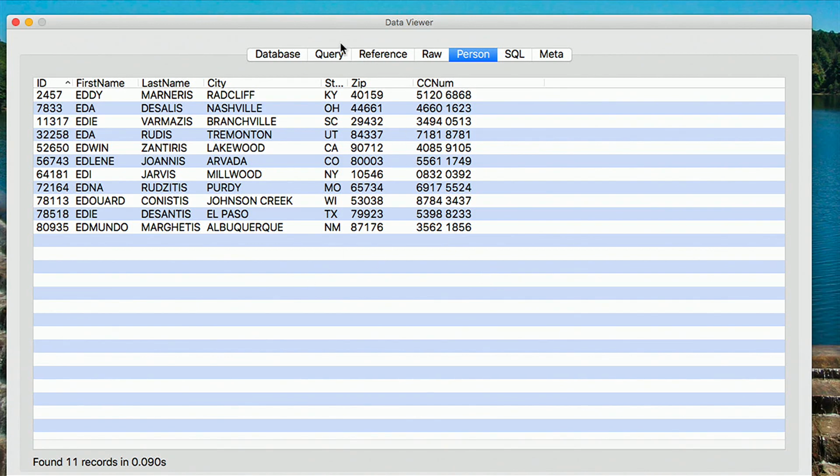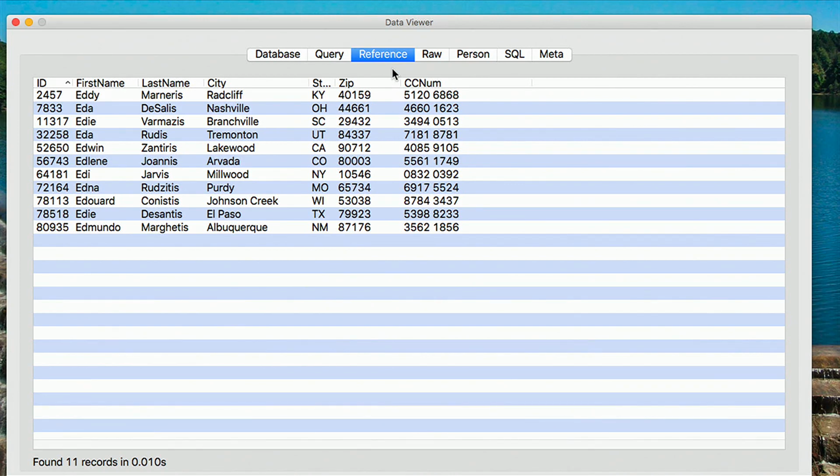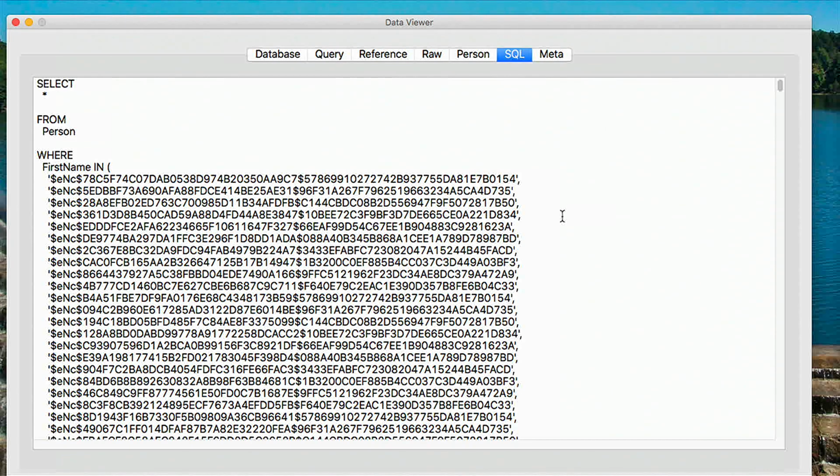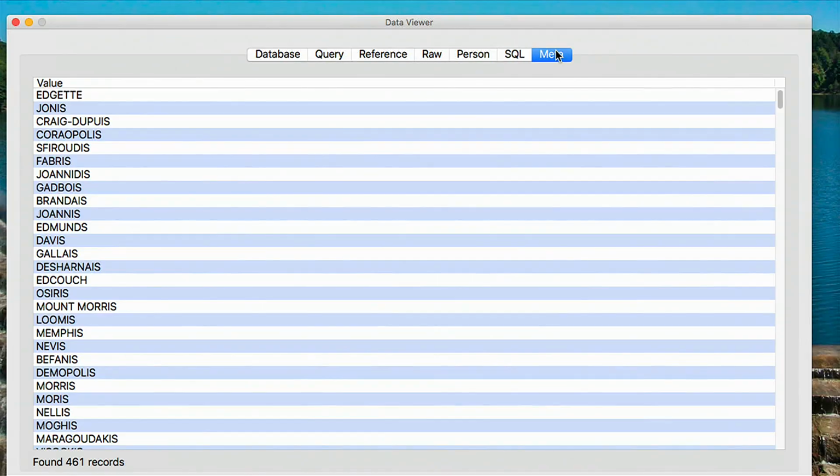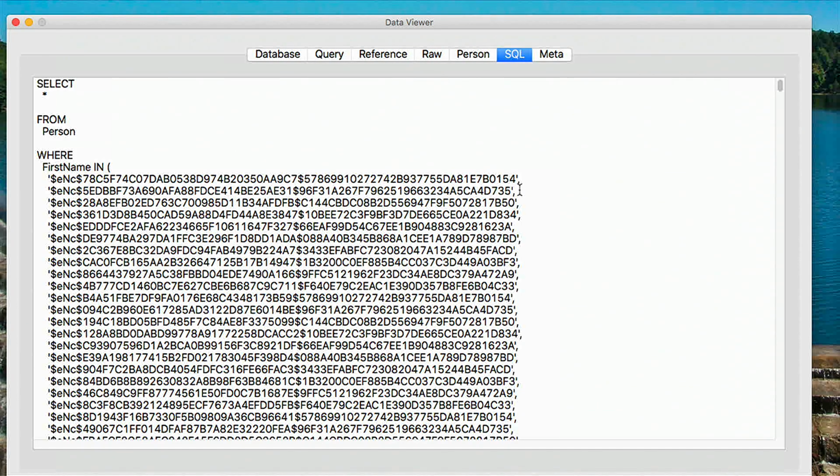0.09 seconds, 0.01 seconds. The query is exactly the same thing. All it's doing is querying against meta. So it doesn't matter whether you're doing a starts with, ends with, or contains search. It's just going to find the meta and construct the same in statement.